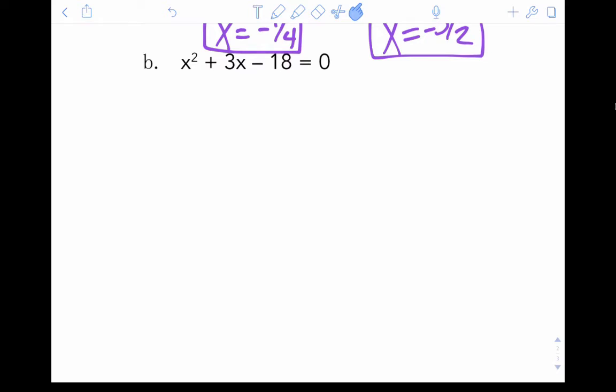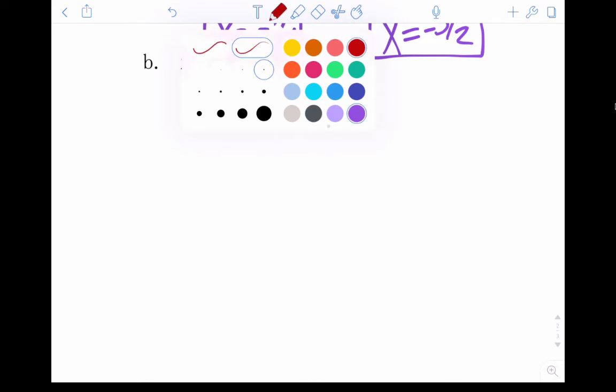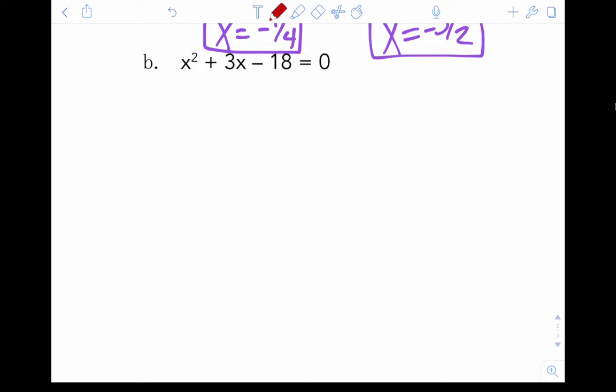We have just one more problem left. Once again, go ahead and pause this video and see if you can work this one out on your own. Once you've got it, play the video and see if you're correct.